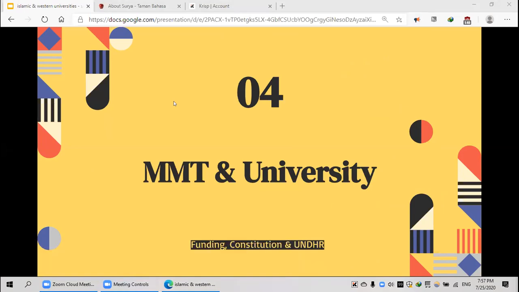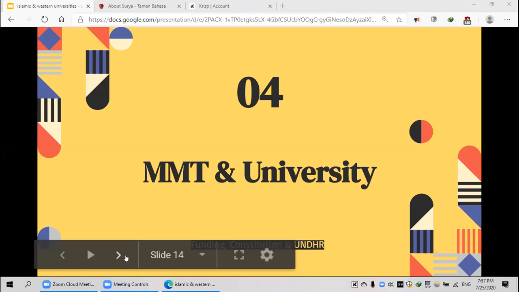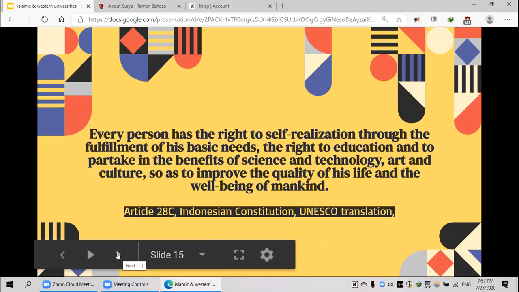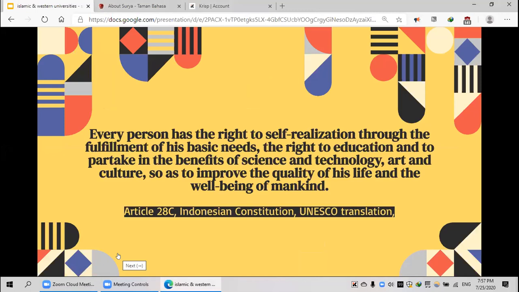So, first of all, we must be aware that a lot of countries have constitutions which state something like this. This is for Indonesia. Every person has the right to self-realization through the fulfillment of his basic needs, the right to education, and to partake in the benefits of science and technology, art and culture, so as to improve the quality of his life and the well-being of mankind. So this is Article 28C of the Indonesian Constitution, UNESCO translation. I think lots of other countries also have this kind of normative statements.